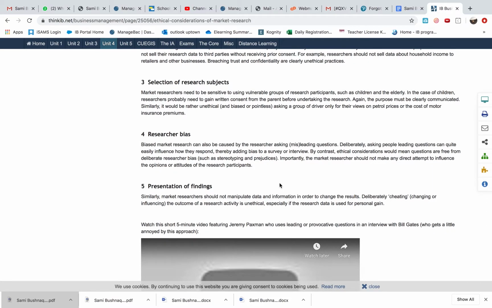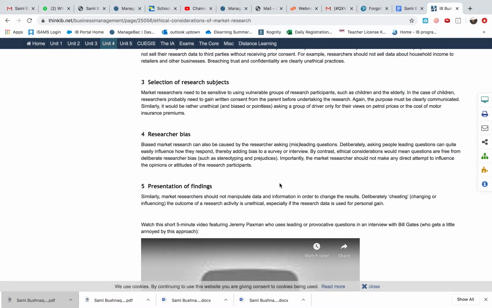Selection of the research subjects can be another ethical issue. If you're ignoring certain groups, let's say, for example, you're not selecting enough minorities or enough women or enough men or enough whatever, you're not getting the full picture. Plus, sometimes there's certain sensitivities of groups like children and elderly. With children, researchers need to be very careful about consent. They need to ask the parents if they're happy and comfortable with them answering questions.